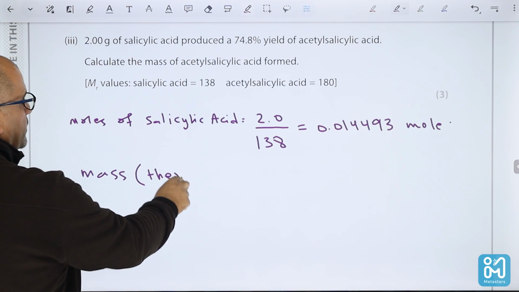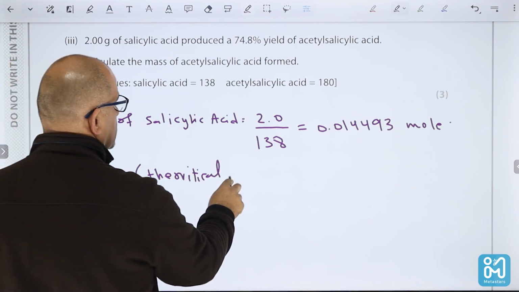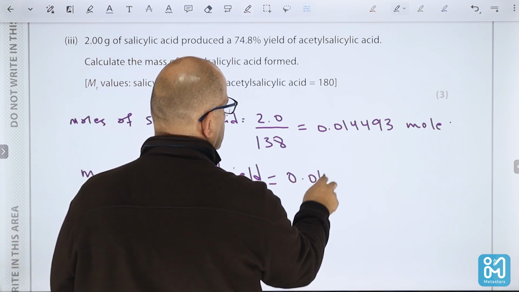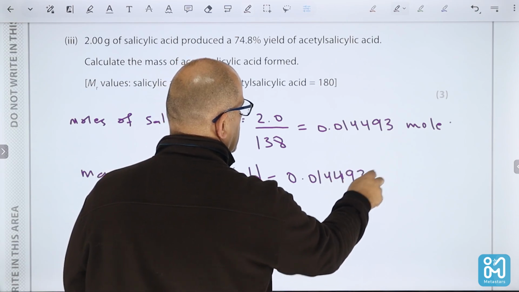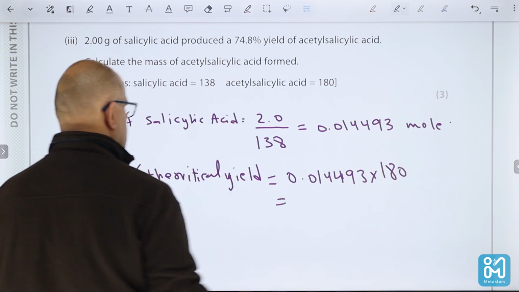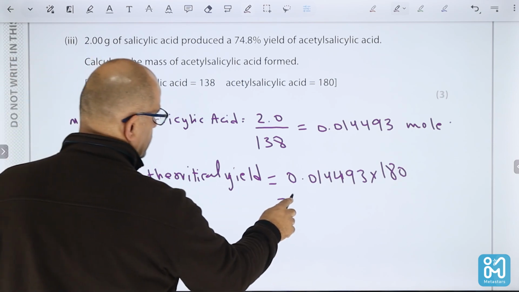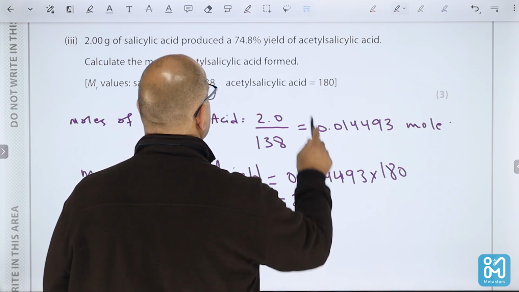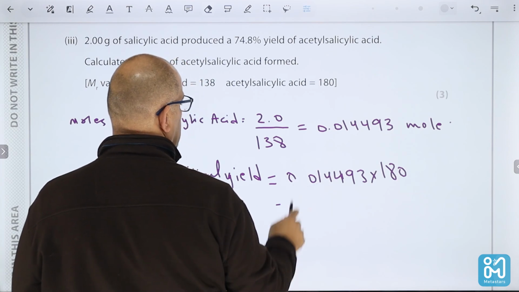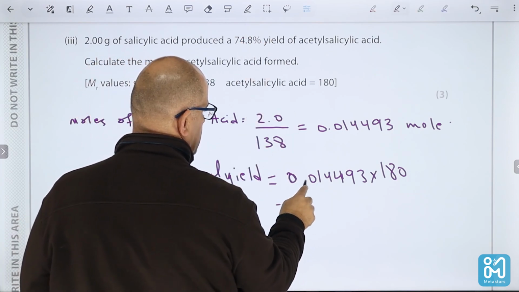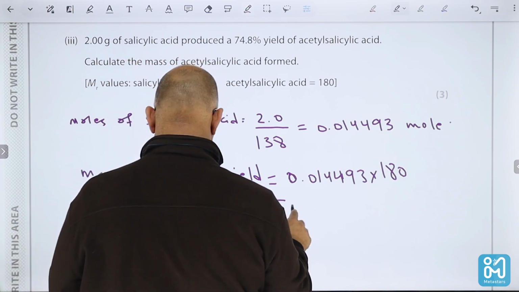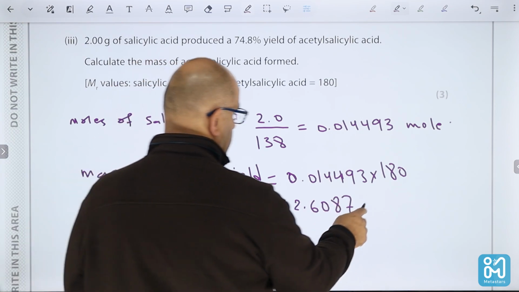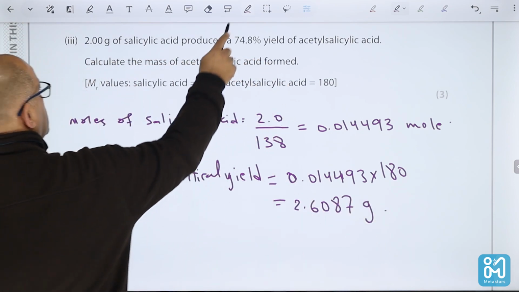Theoretical yield equals the number of moles times 180, and this will give us 2.70, or sorry, it's 2, it will be 2.6087 grams.